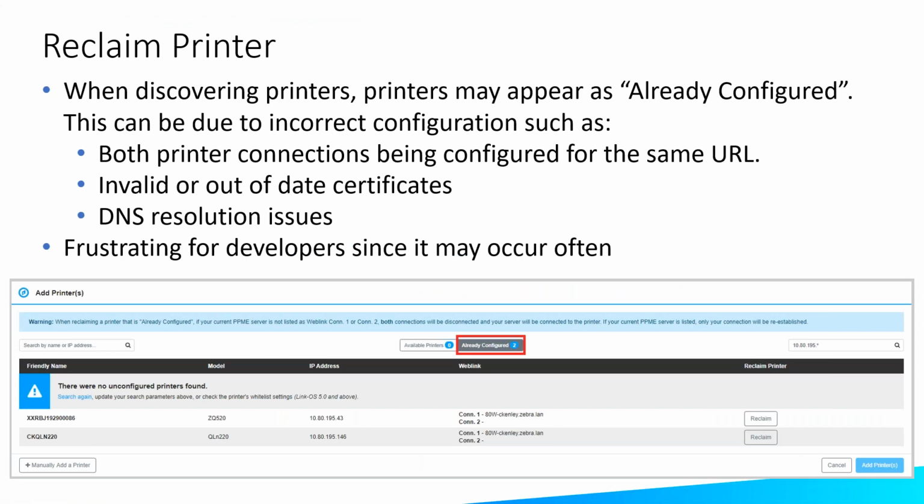So this feature is called Reclaim Printer. And this is something you may encounter when adding printers that have already been added to a previous version of PPME, or maybe you're like me and you're generating a lot of new certificates. And if you're doing so, this situation would happen a lot. So basically the situation is these printers get stuck, and this can be due to incorrect configuration, such as both connections being pointed to the same URL, invalid or out-of-date certificates, which happens to me a lot, or DNS resolution issues.